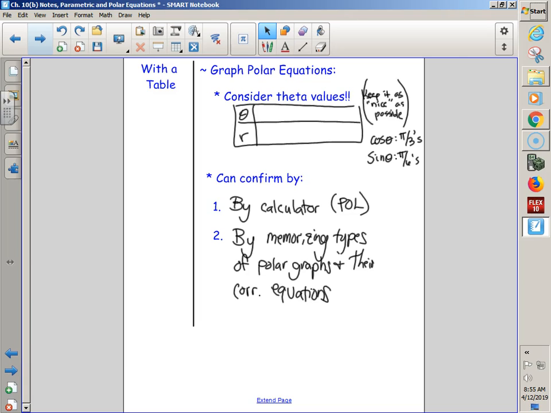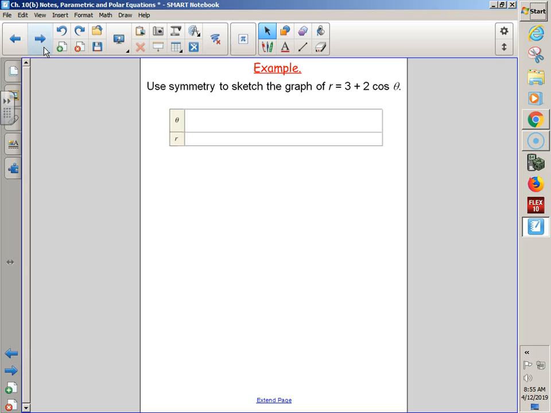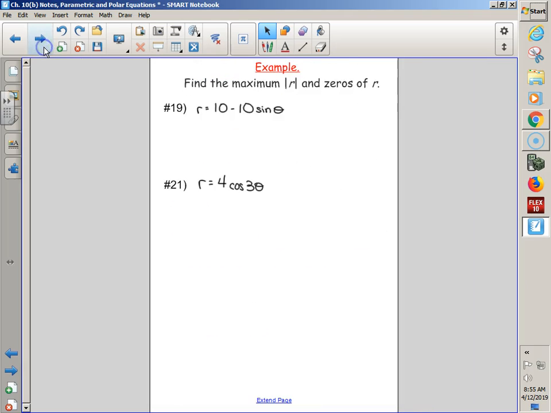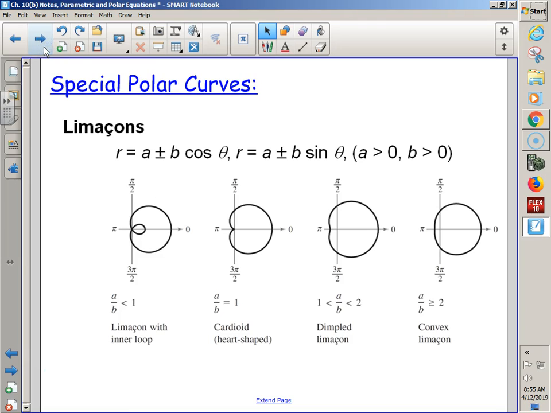It's going to be more of a quiz, a quest. But you could confirm by a calculator using polar mode, making sure that your table was okay, or by memorizing the different types of polar graphs with their polar equations, or their corresponding equations. You do one more, but let me go show you that chart of polar graphs.